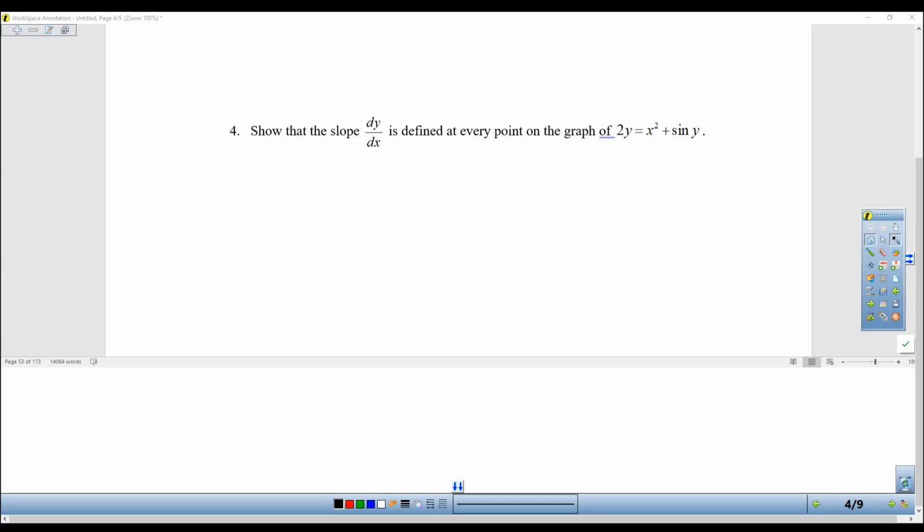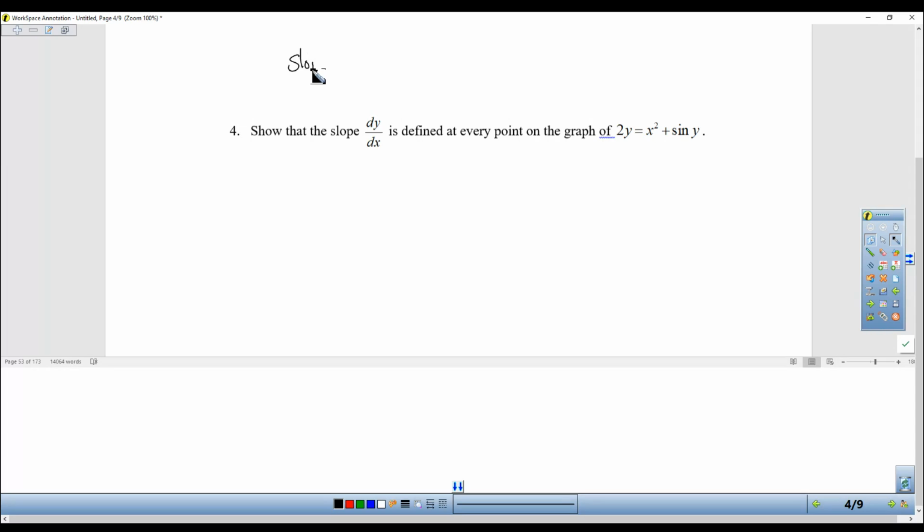This next one still uses implicit differentiation, but they've made it a little bit trickier by asking the question, show that the slope dy/dx is defined at every point on the graph. That really usually confuses people. They're like, what does that even mean to be defined? But think about it. You did learn this. You know when the slope is undefined.